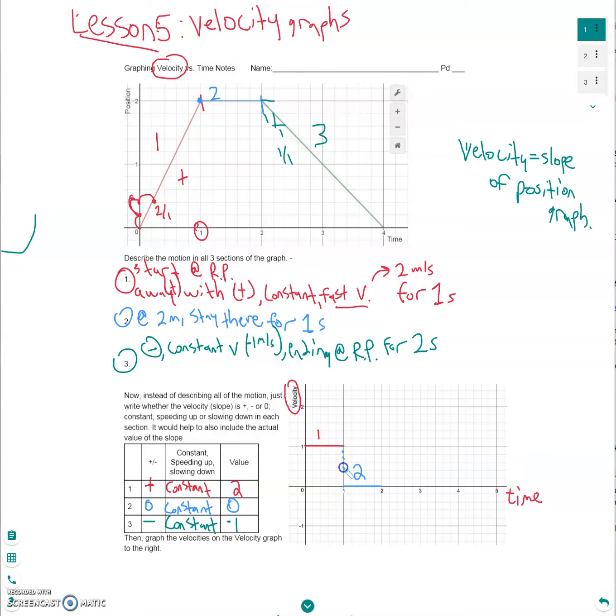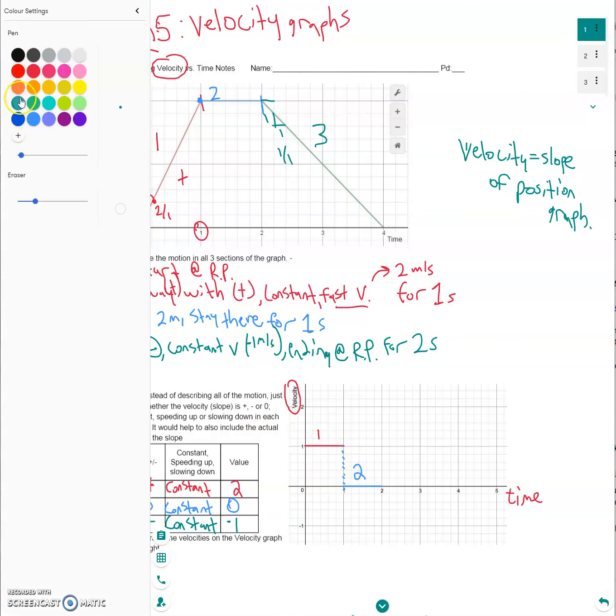You could dash it in if you want, but I wouldn't do that. I mean, if it helps you see it, then great. But I'm not going to do that on mine because that messes with my head.